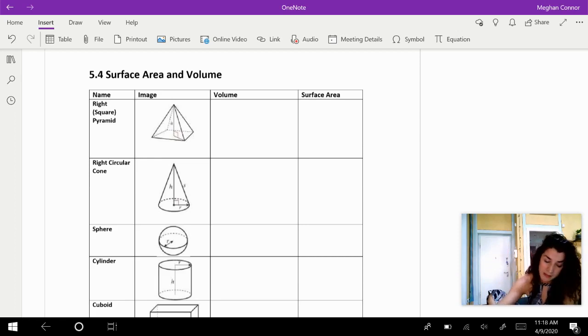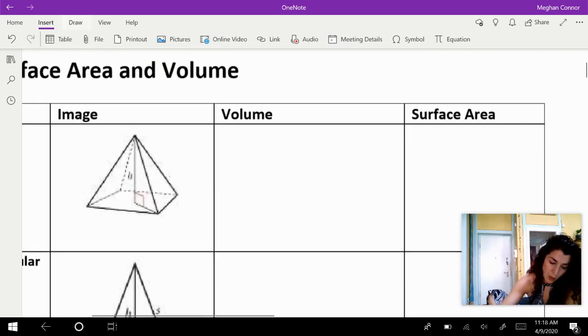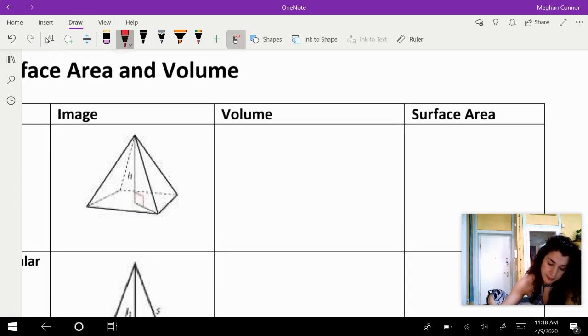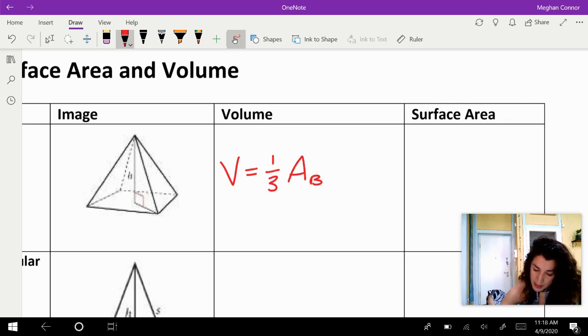The volume of this guy is 1/3 times the area of the base times the height. The height has to be perpendicular to the base. Think about how you find the area of a triangle not using our trigonometry formula, just 1/2 times base times height. The relationship between your base and your height is that they have to be at a right angle. Area of the base, here it's a square, so you have to find the area of the square, and then your height is whatever that height to the vertex is.